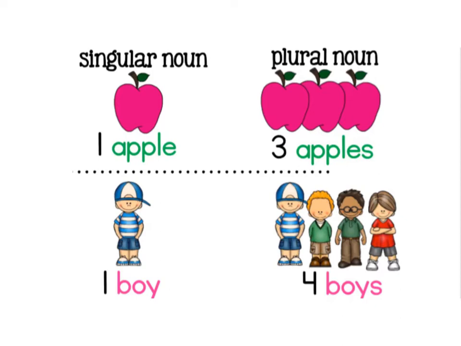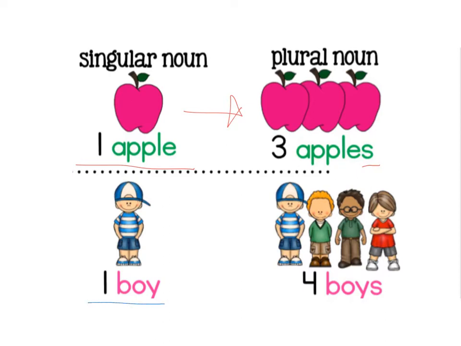So looking at that first example, we see one apple. So we're only talking about one thing. But over here, right next to it, we see 3 apples. The word apples is plural because it ends with an S, so that shows that we're talking about more than one. So let's look at the second example.